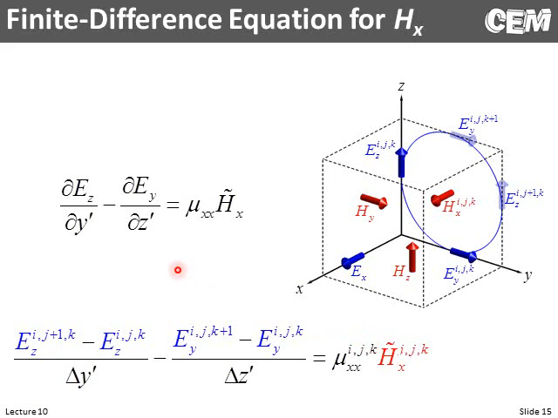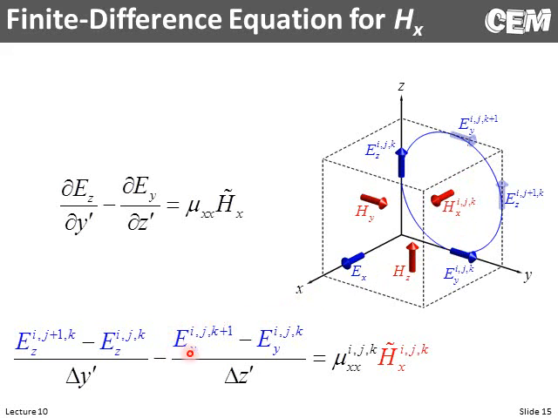Very good. Next derivative. Now we want to take the derivative of the e sub y component in the z direction. We're still sitting at this point. We want to take the derivative in the z direction. So here's our two y's that surround h sub x. And again, we see it's the electric field from the next cell. In this case, it's the next cell in the z direction, minus the electric field in the same cell, divided by the spacing, delta z.